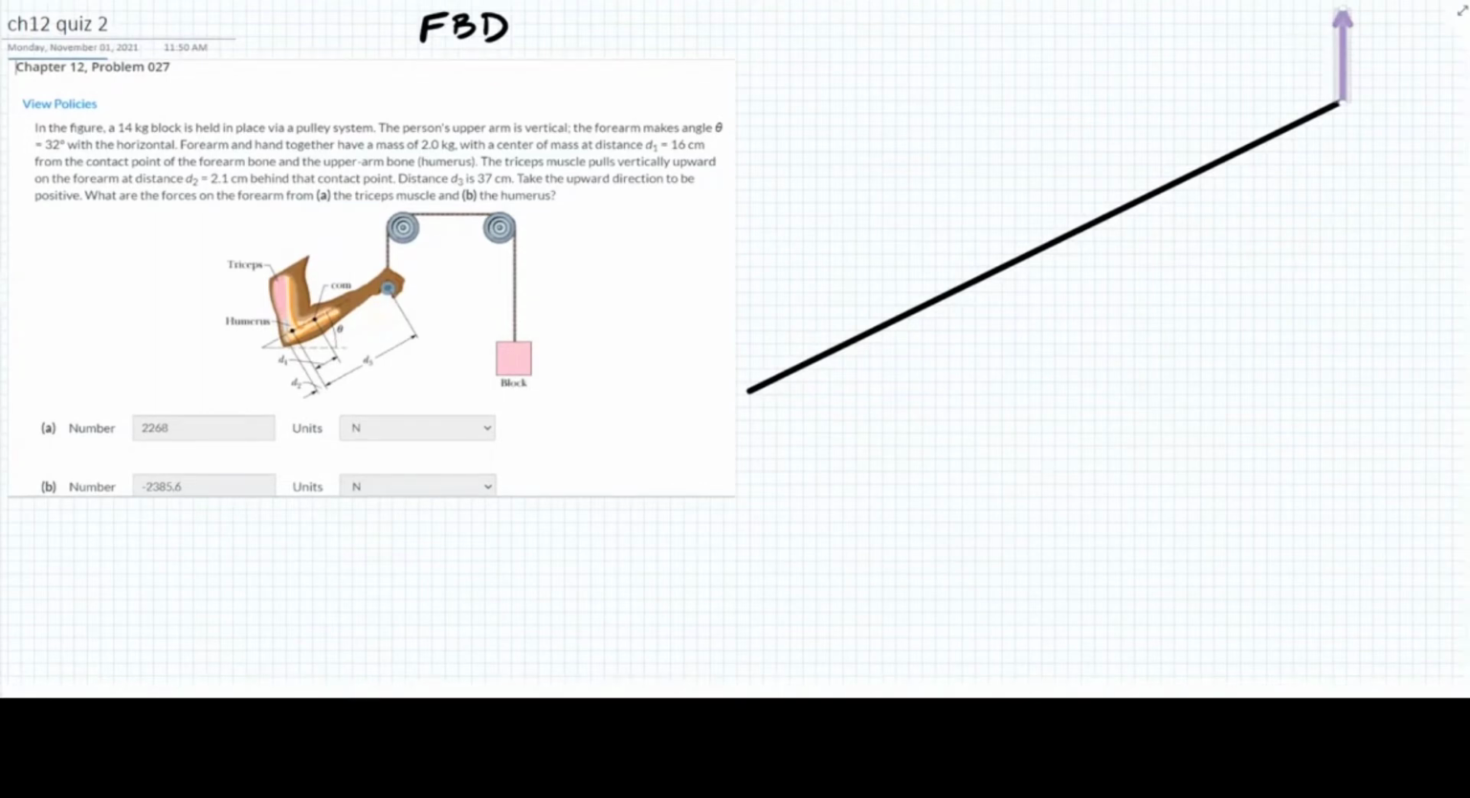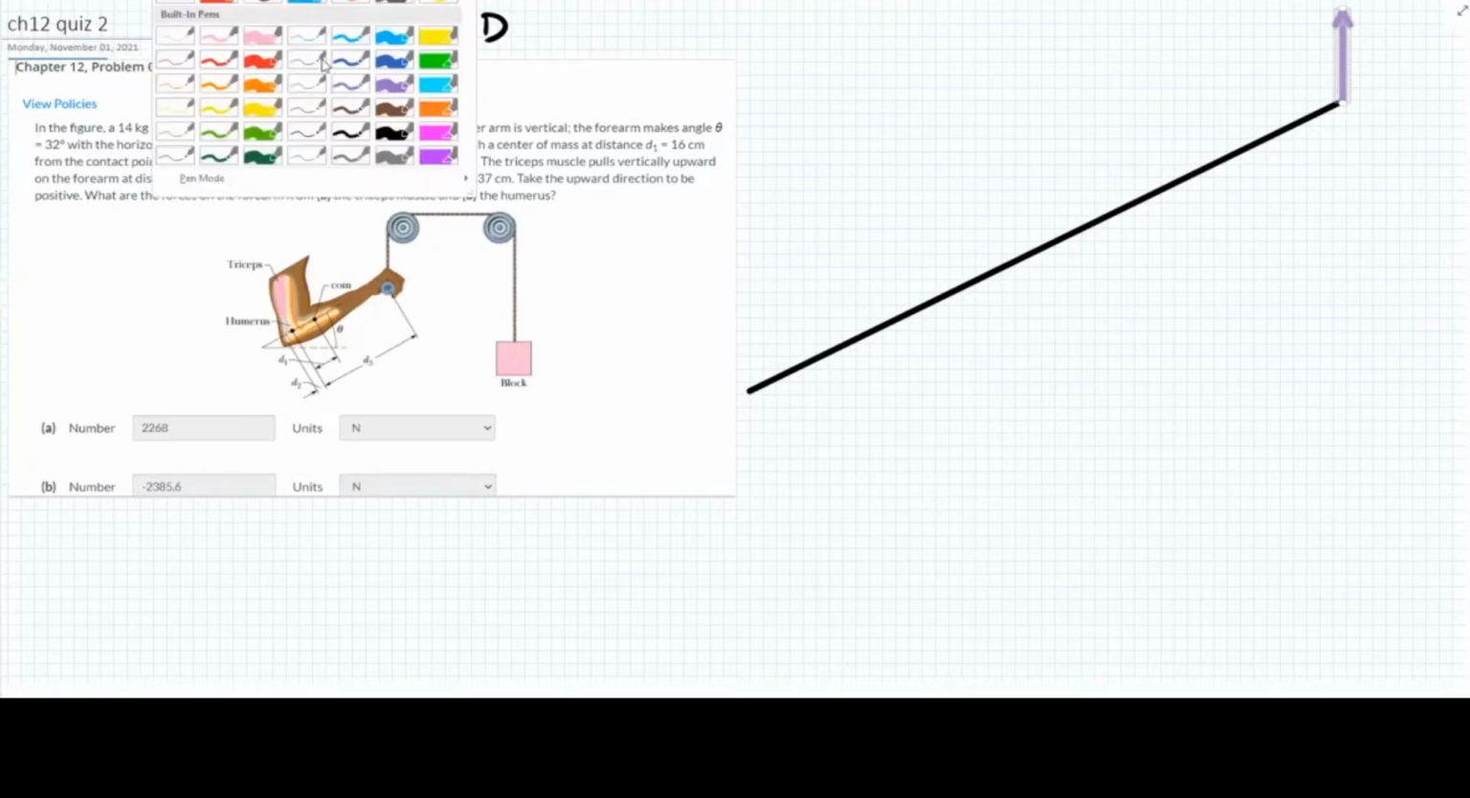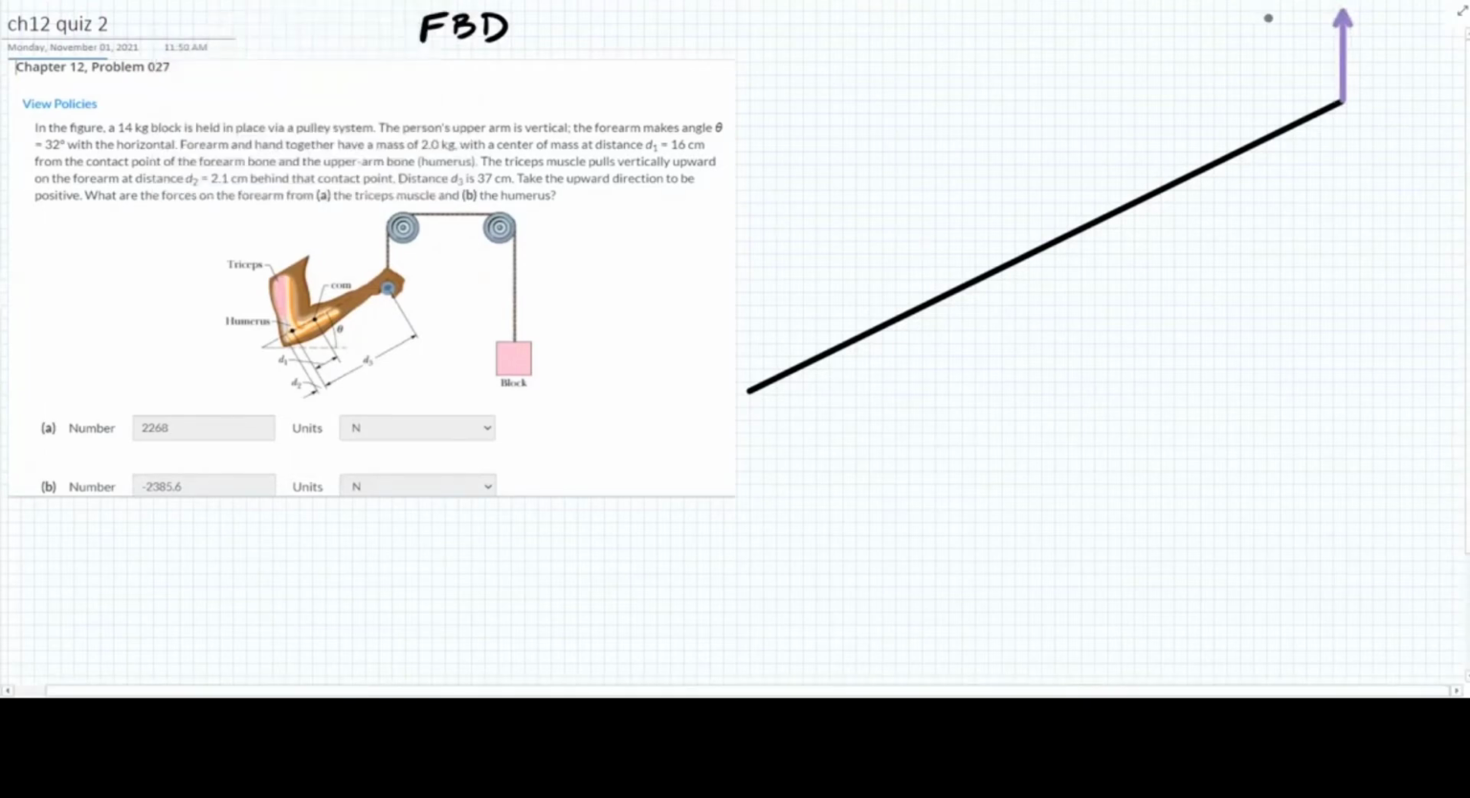So I guess I will call this F subscript T for tension. This is my tension force, and I'm referring to this force right here. What else? Here's my tricep force. My tricep force is also pulling up.